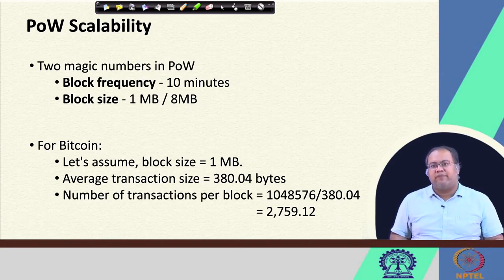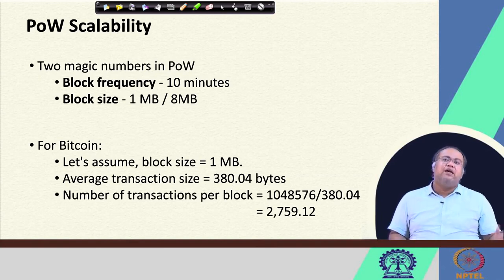So, once a block is mined, then after 10 minutes you can mine the next block. And it also provides an upper bound on the block size. So, historically for Bitcoin this upper bound was 1 MB. Later on it increased to 4 MB and then 8 MB.